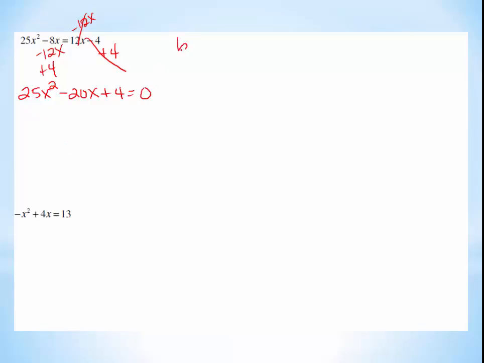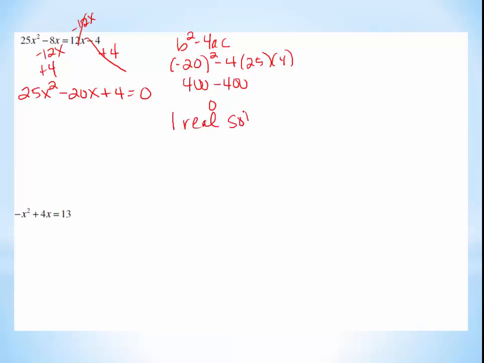Alright, so the discriminant, notice it's a negative 20 that's being squared. We'll end up with 0. So that means because the discriminant is 0, doesn't mean 0 is my answer. It means I'm going to get one real solution. So let's figure that out right now.